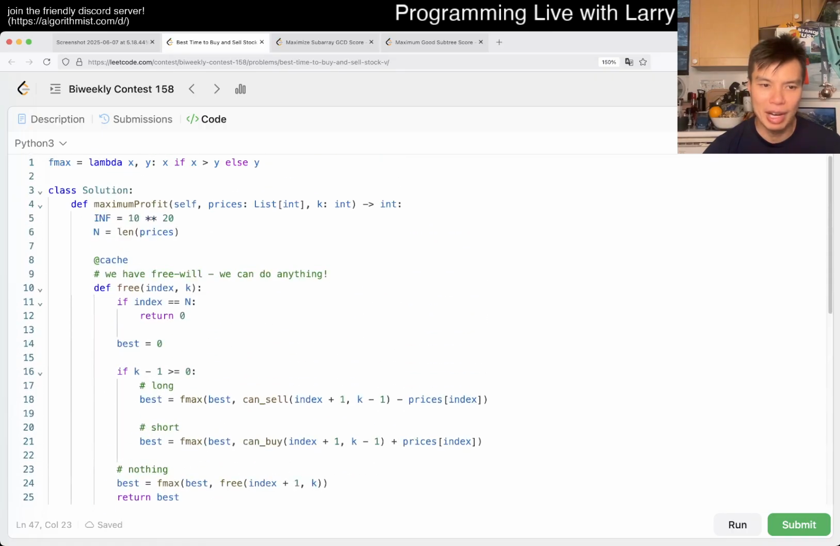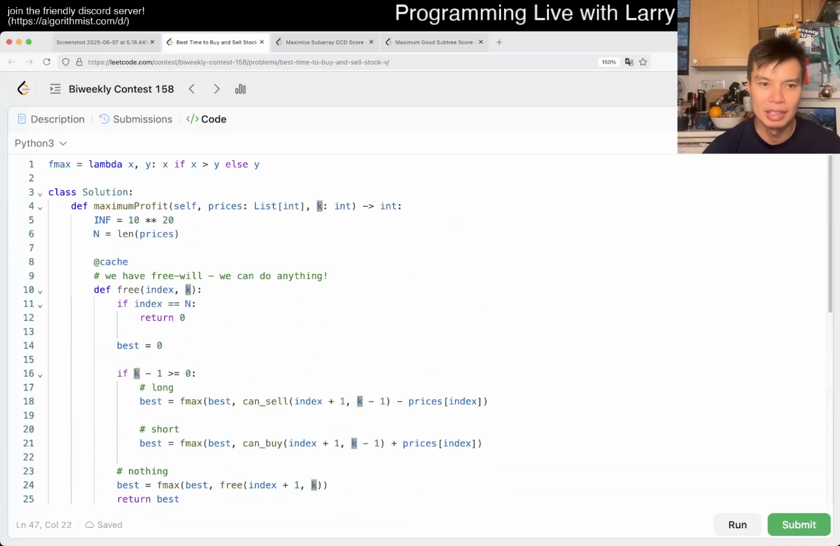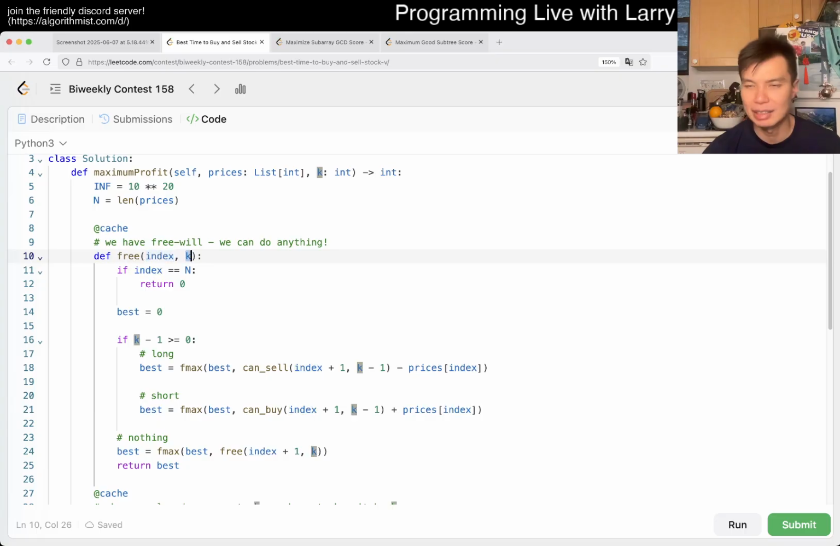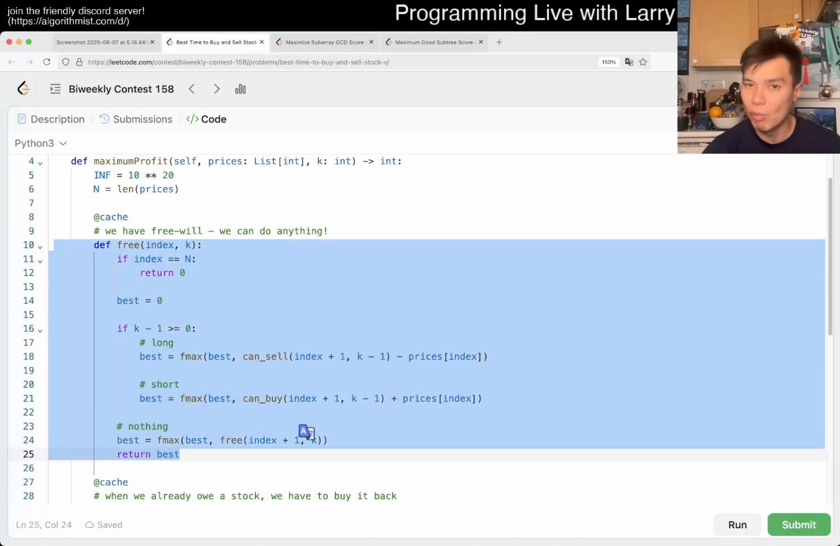What's the complexity, right? We start off by having free will on the 0th day and K transactions. Index is just from 0 to n, number of days, k is 0 to k. So it's going to be n times k number of states, and each of those states we do O of 1 time, O of 1 space work. So it's going to be O of n times k, a pseudo-polynomial algorithm for this problem.